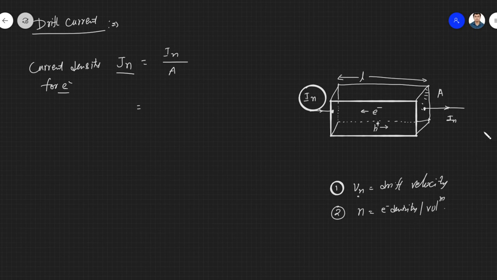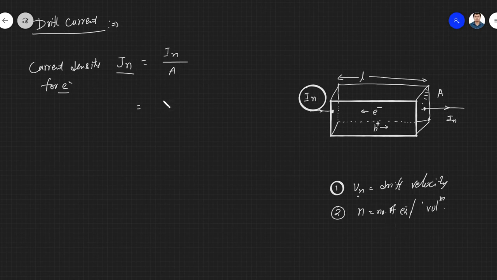Or when you call density, you don't write it like this, you say number of electrons per unit volume, right? Number of electrons per unit volume. That's basically the volume density of electrons. So these two parameters we need to consider, right?